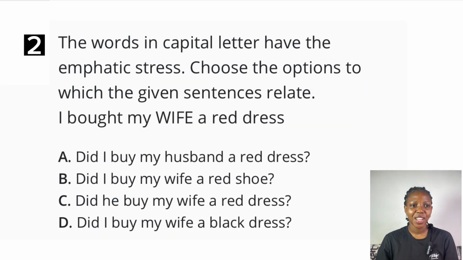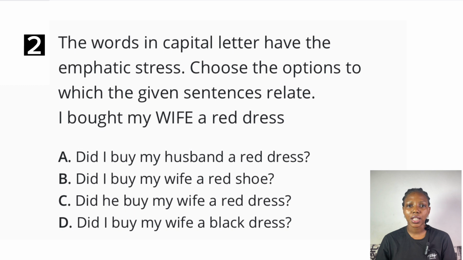Question 2. The word in capital letter have the emphatic stress. Choose the option to which the given sentence relates. I bought my wife a red dress. Option A, did I buy my husband a red dress? Option B, did I buy my wife a red shoe? Option C, did he buy my wife a red dress? Option D, did I buy my wife a black dress?